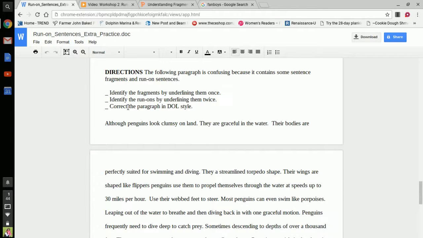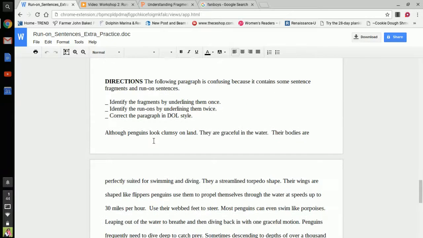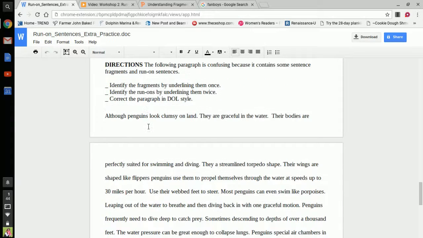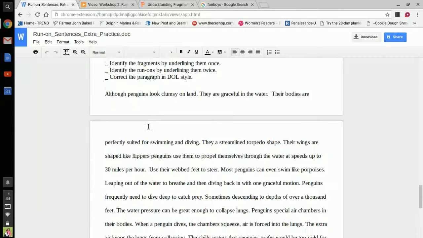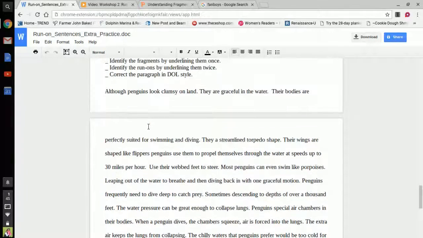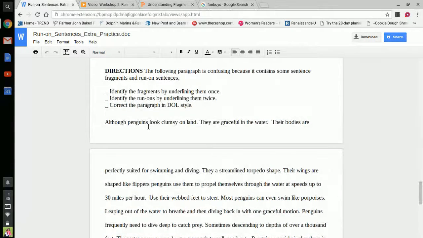So you're going to go through and identify the fragments by underlining them once. So what you're going to have to do is, if you don't print this sheet out, you're going to have to write the entire paragraph and then underline the fragments once. Run-ons are underlined twice. And then correct the paragraph in DOL style, meaning you have to fix the paragraph so it is grammatically correct. So this one's going to be a little hard. So that's why I think you should probably print these out.